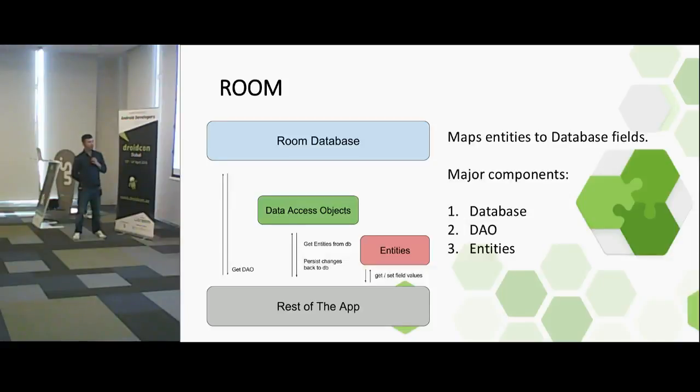And then we have the DAO, data access object. It's a very common design pattern. Everybody knows it. It gets data from the database and persists it. It completely contains CRUD operations. And then we have the Room database, which just interacts with the DAO.